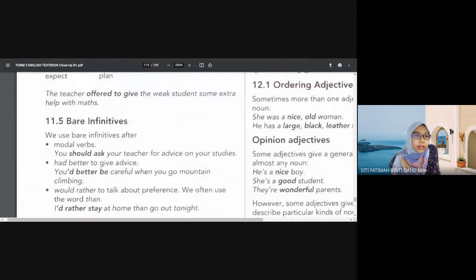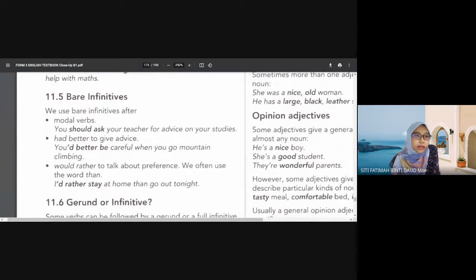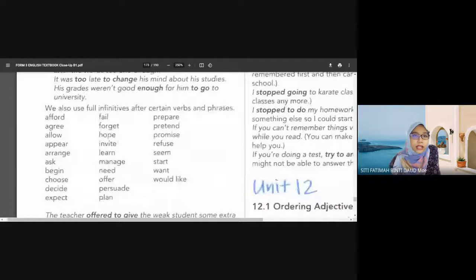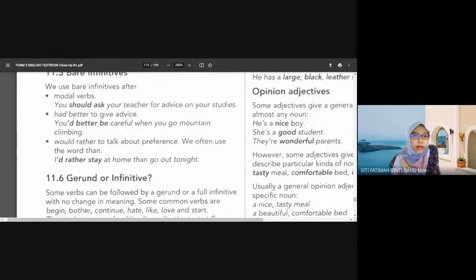The second one, we don't use to here, but we use modal verbs. We use bare infinitive after modal verbs. You should ask your teacher. You had better is used to give advice. You had better be careful when you go mountain climbing. Would rather is used to talk about preference. We often use the word than. I would rather stay at home than go out tonight. This is bare infinitive. This is full infinitive.